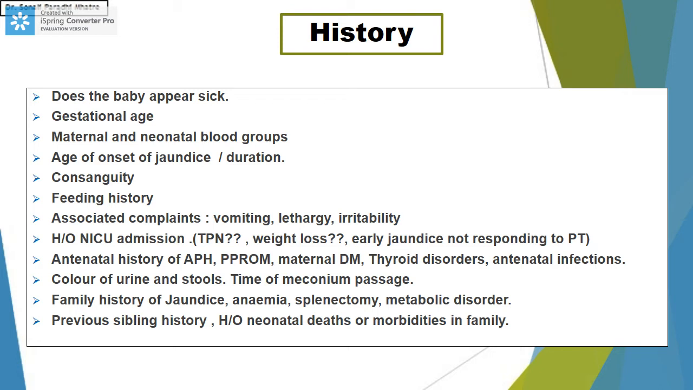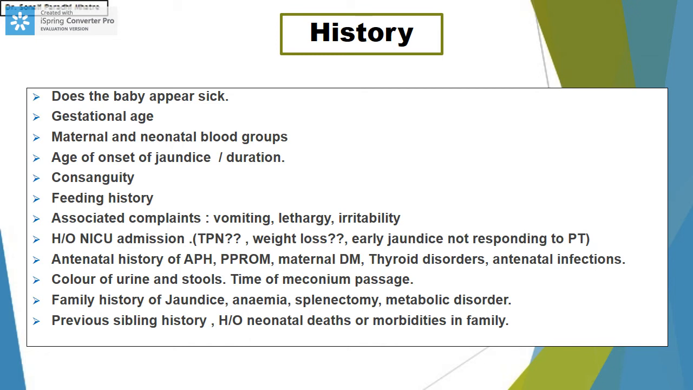What was the time the meconium was passed? Because a delayed passage of meconium along with jaundice can give you an early clue for congenital hypothyroidism in the child, or you can keep a vigilance whether the child has cystic fibrosis, which can also present in a similar fashion. So we need to have these things in our mind.